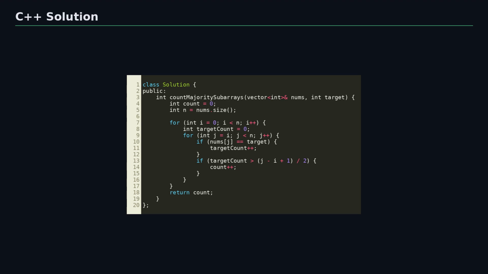Now, let's take a look at the C++ code that implements this approach. We start by initializing a variable count to store the number of subarrays with the target as the majority element. We also initialize a variable n to store the size of the input array. Then, we have 2 nested loops. The outer loop iterates over the array, and the inner loop expands the subarray to the right.